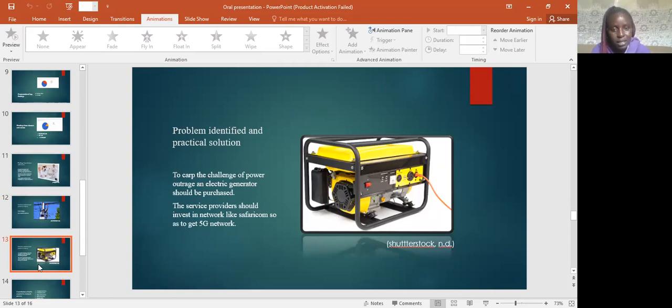And then for the internet connection, the service provider should invest in networks like Safaricom so that they can get a 5G network, which is so fast, which can offer the services more easily and so fast so that they don't incur slow service delivery.